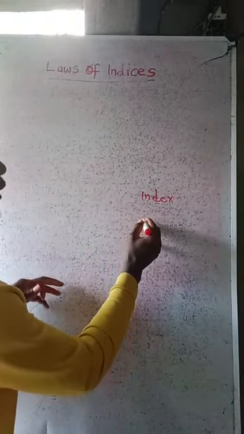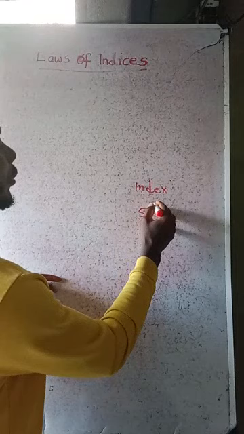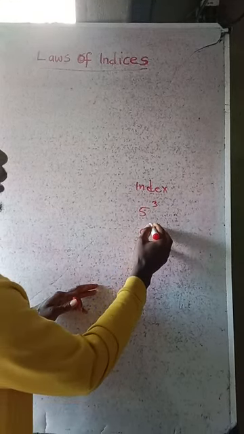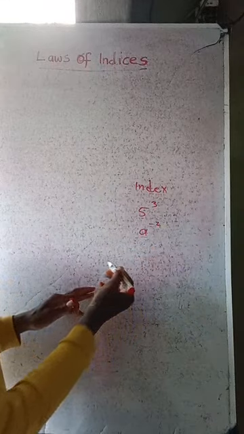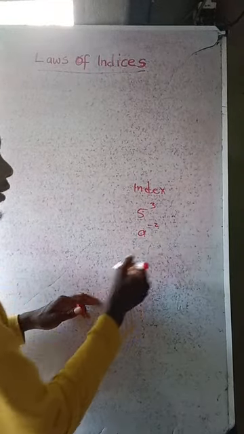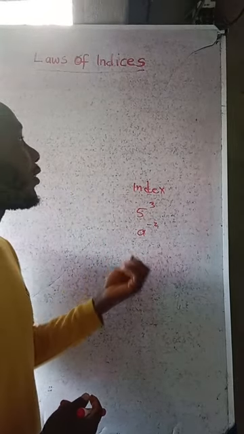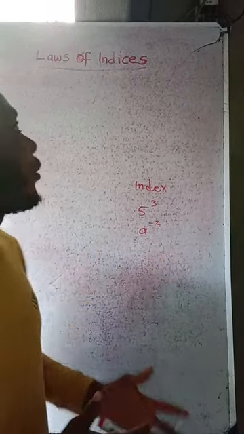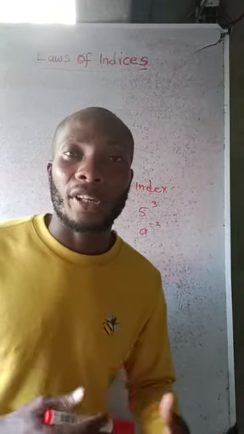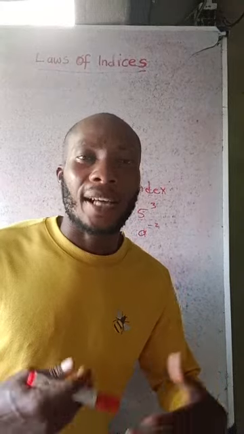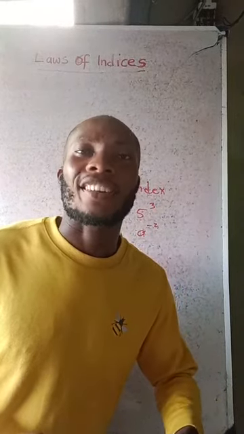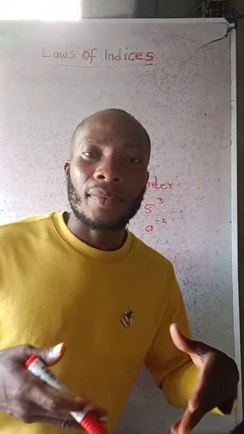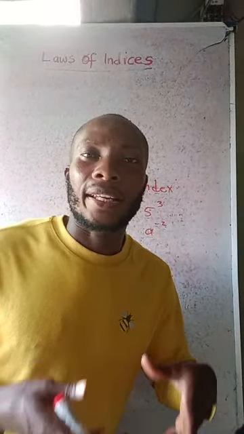For instance, if I have 5 raised to the power 3, the index here is 3. If I have a raised to the power minus 2, the index here is minus 2. Are you getting it? So the word indices is the plural of index, so it means power. Therefore, laws of indices is talking about the principles that guide whenever numbers or alphabets are expressed in their powers, how to analyze numbers in powers.